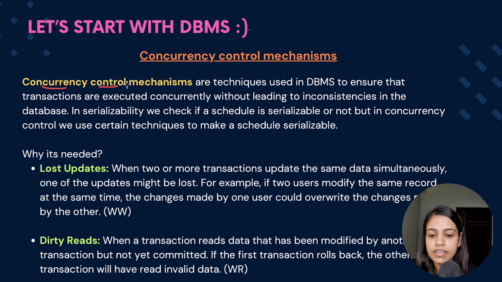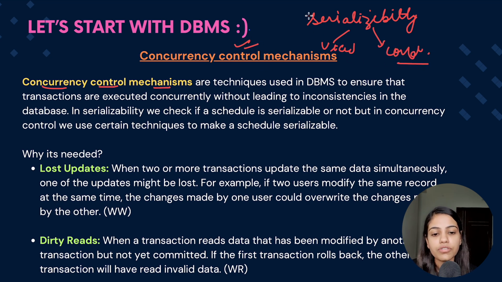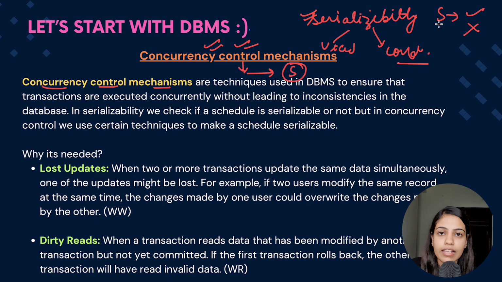Now coming to concurrency control mechanism. We had serializability, using which we were telling whether a given schedule is serializable or not, and there were view serializability and conflict serializability which were helping us for the same. Then what was the need of this concurrency control mechanism? As part of serializability we were only telling if a given schedule is serializable or not, but as part of concurrency control mechanism we use some techniques to make that particular schedule a serializable schedule.